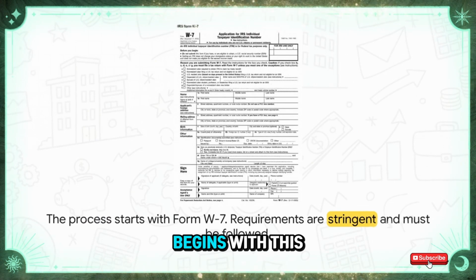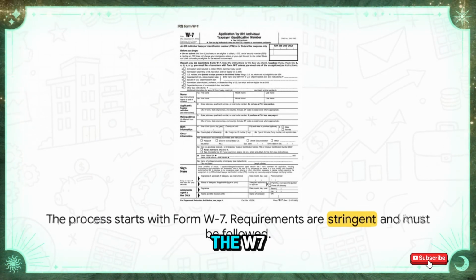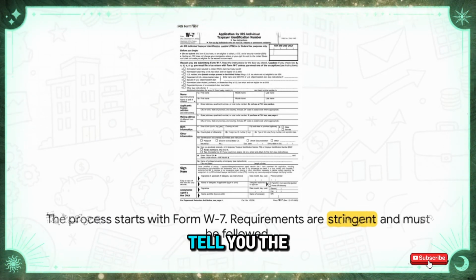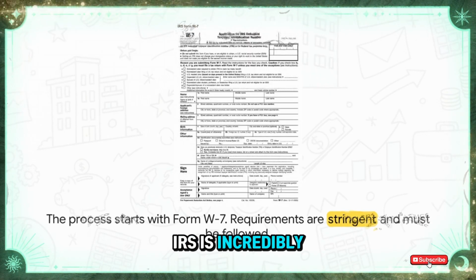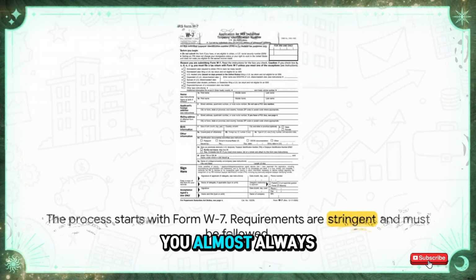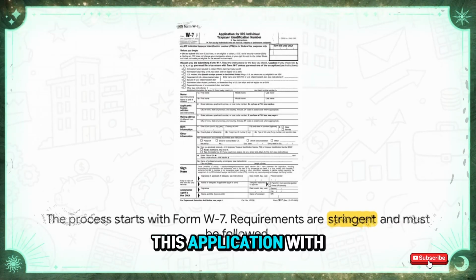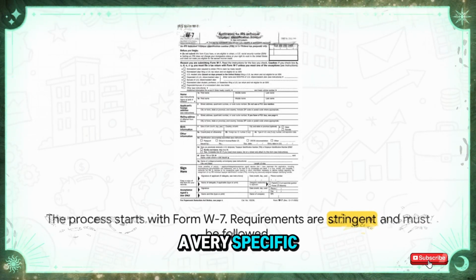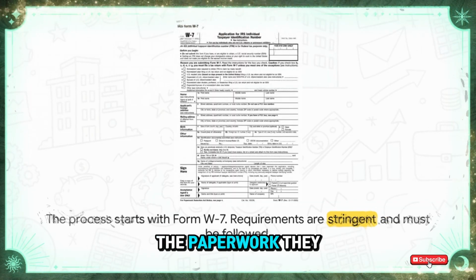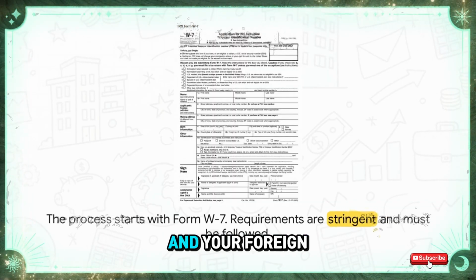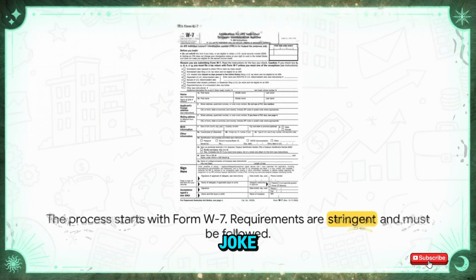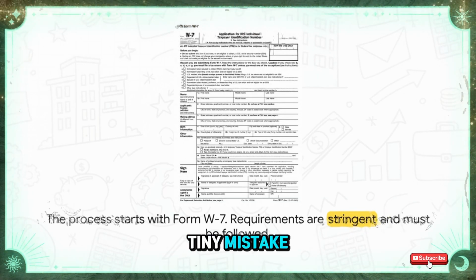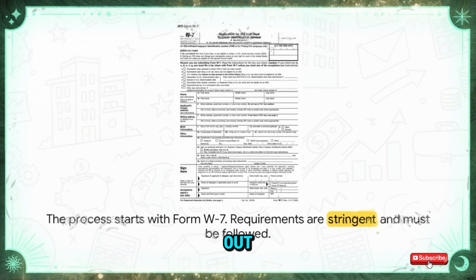So it all begins with this form right here, the W-7. And let me tell you, the IRS is incredibly strict about it. You almost always have to submit this application with a valid federal tax return, unless you meet a very specific exception. The paperwork they require to prove who you are and your foreign status is no joke, and even one tiny mistake can get the whole thing thrown out.